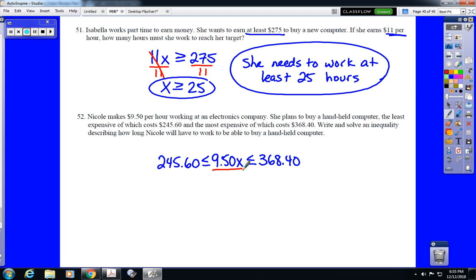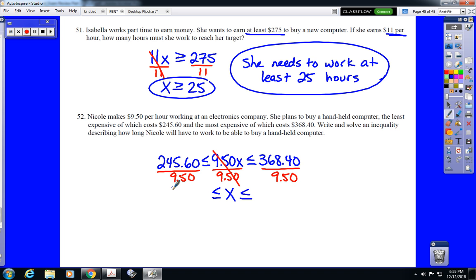That is a compound inequality, so whatever we do to the middle, which to solve we need to divide by 9.5, we have to do to both the right and left sides as well. So we're not dividing by a negative number, so we're going to end up with x between two other numbers, same symbols. We're going to divide 245.6 by 9.5 and round it off.